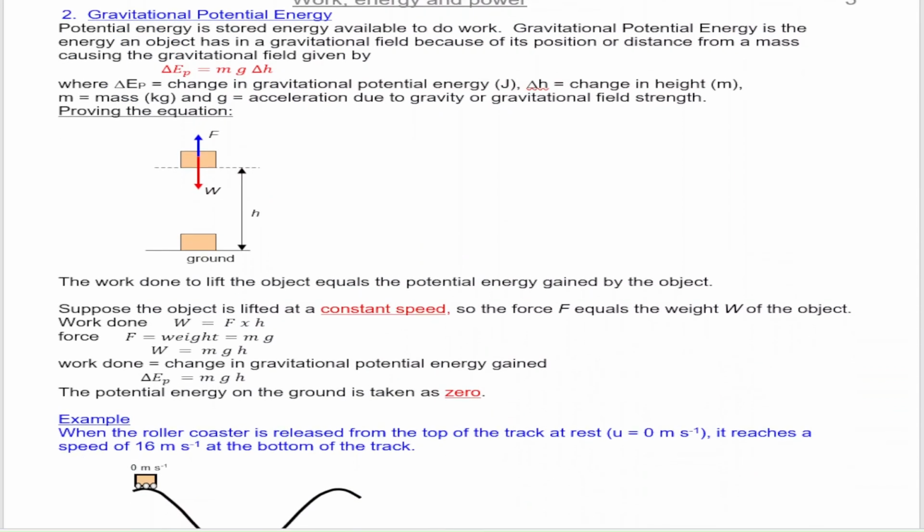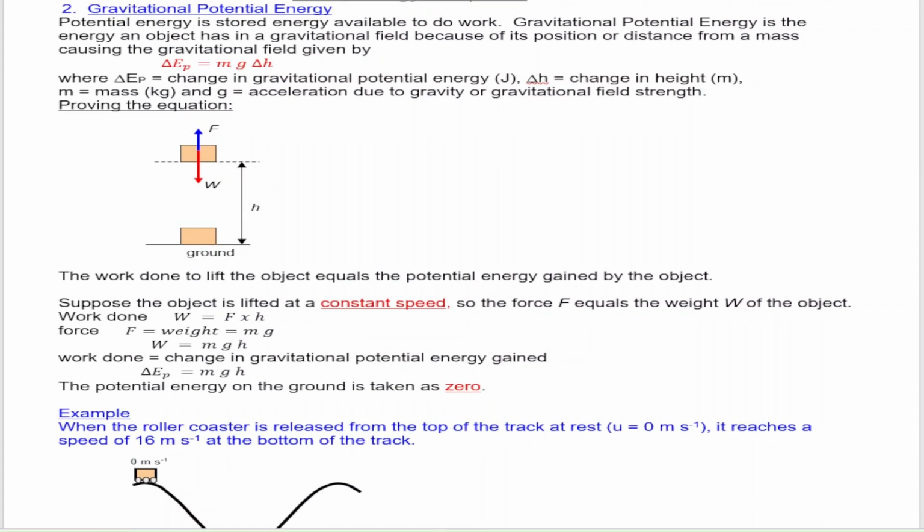Let's look at gravitational potential energy. Potential energy is energy stored, available to do work. Now, gravitational potential energy is the energy an object has in a gravitational field because of its position or distance from a mass causing the gravitational field, which is given by delta EP is equal to mg delta h. Delta EP is the change in the gravitational potential energy, and delta h is the change in the height.